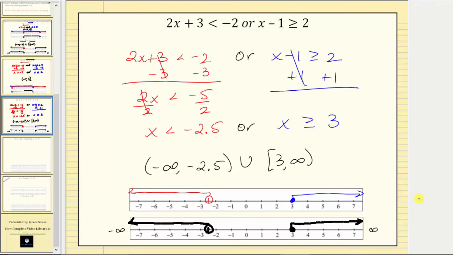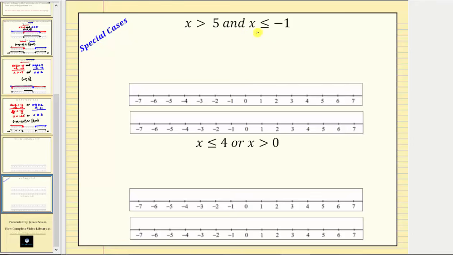Now let's take a look at two special cases that occur when solving compound inequalities. For this first inequality, because of the word and, we are looking for the intersection of these two intervals. Let's begin by graphing the two intervals. Let's graph one in red and one in blue. For x greater than 5, 5 is not in the interval. We have an open point on 5, arrow to the right. For x less than or equal to -1, -1 is in the interval. We have a closed point on -1 and an arrow to the left.